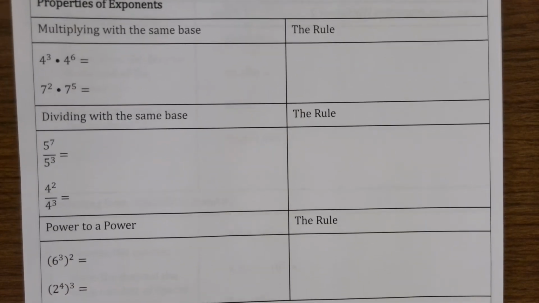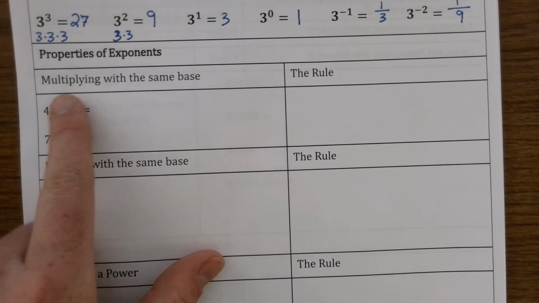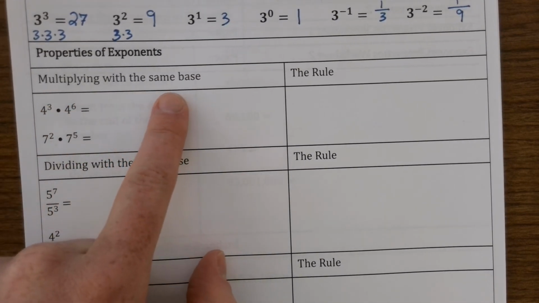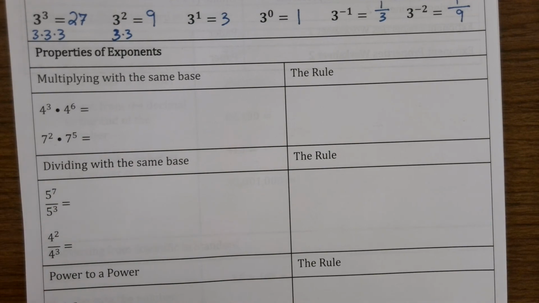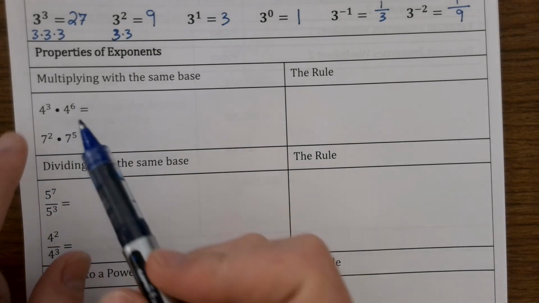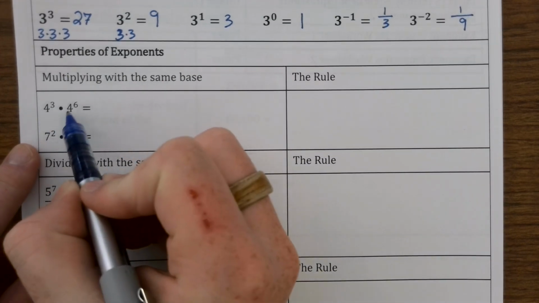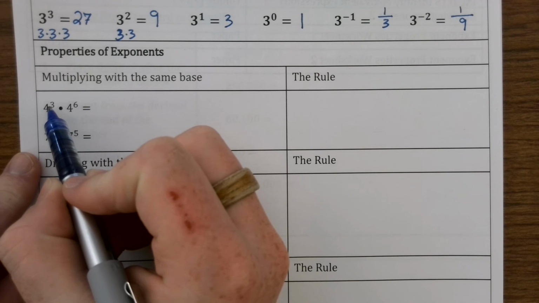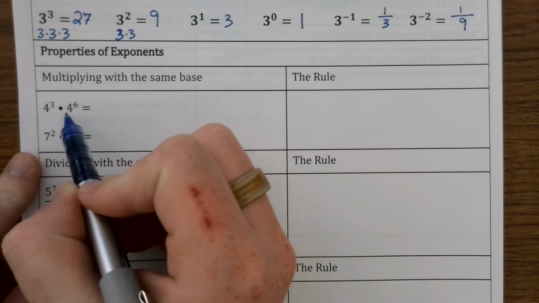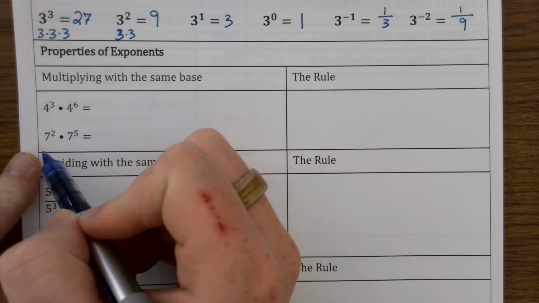So, properties of exponents, we're going to start with multiplying with the same base. Same base means that the number that we're multiplying is the same, 4 and 4. So here we have 4 to the third power times 4 to the sixth power.